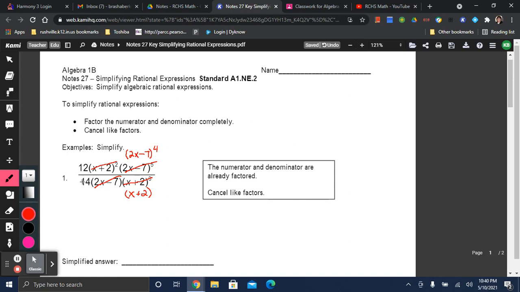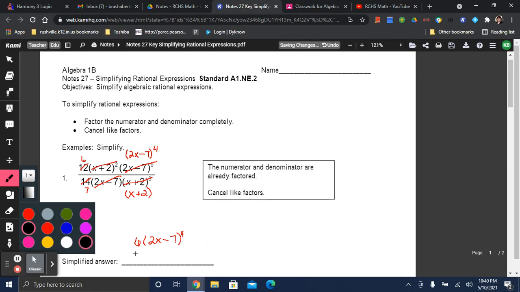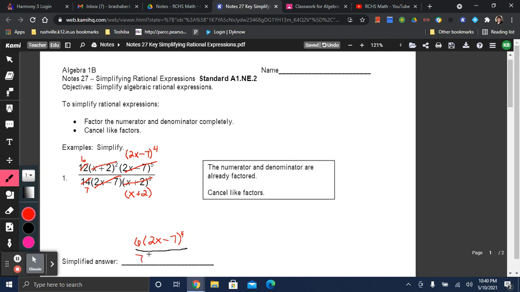And then I also have the coefficients. So I'll notice that I can divide both of these by 2. So 12 divided by 2 would give me 6, and 14 divided by 2 would give me 7. So the simplified answer in the numerator would have 6, and then the quantity of 2x minus 7 to the 4th power. And then the denominator would have the 7 and x plus 2 to the 1st power, which I will not write that power.